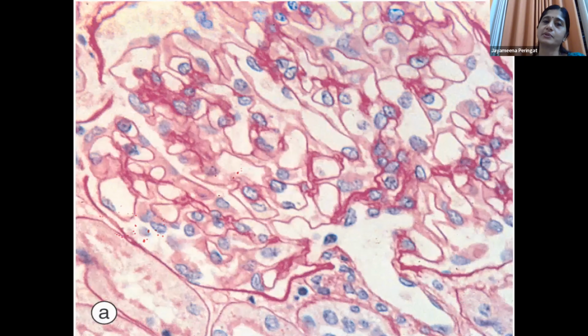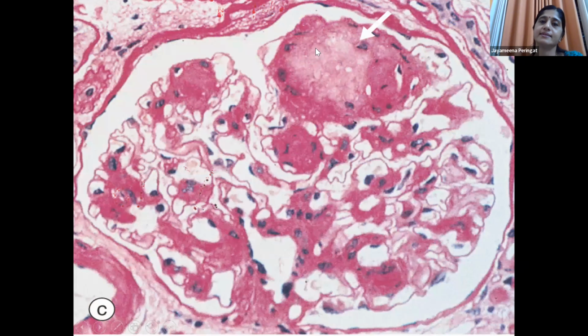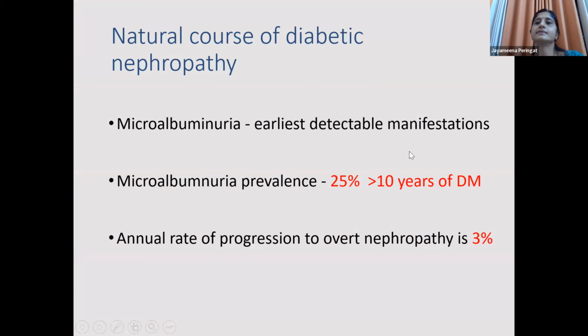So this is the normal glomerulus. You can make out the thin hairline glomerular basement membrane and very thin mesangial spaces. Here you can see the expanded mesangial spaces, almost forming nodules, and thick-walled glomerular capillaries. And this is the overt stage, where you can see the Kimmelstiel-Wilson nodules, an acellular expansion of the mesangium with dilated peripheral capillary loops. And finally, this whole glomerulus becomes sclerosed. This is how it goes.